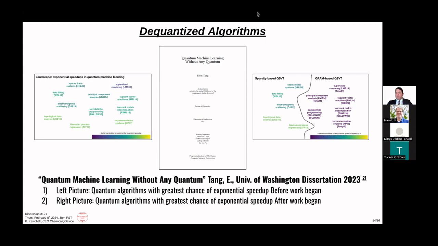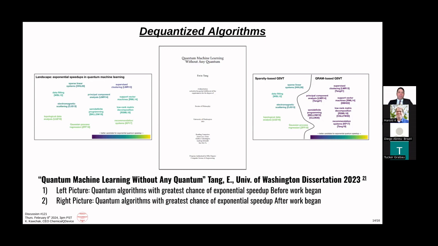And so basically there's only two pictures in this dissertation. All dissertations are long, but this one on the left was what was believed to be the exponential speedup landscape to run on quantum hardware before her work started. This is at the University of Washington. Now afterwards, this is what was determined: sparse-based QSVT.